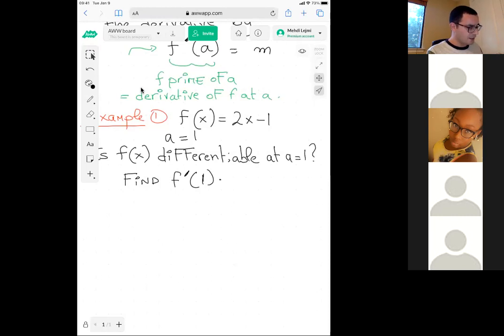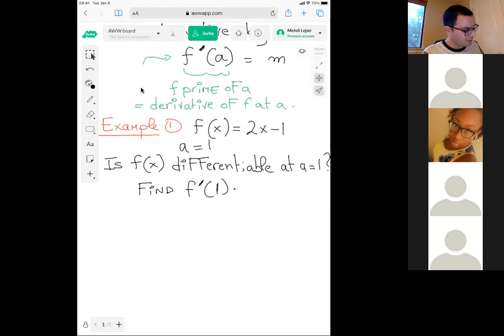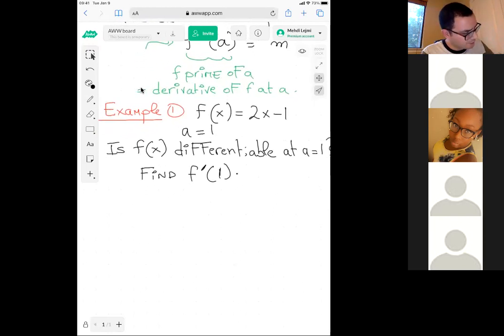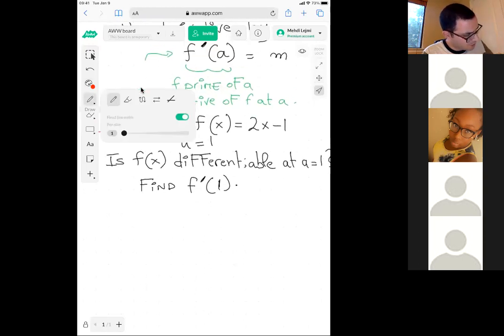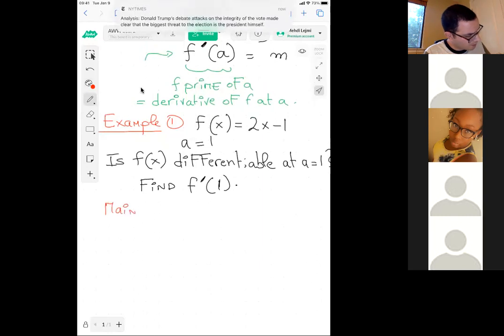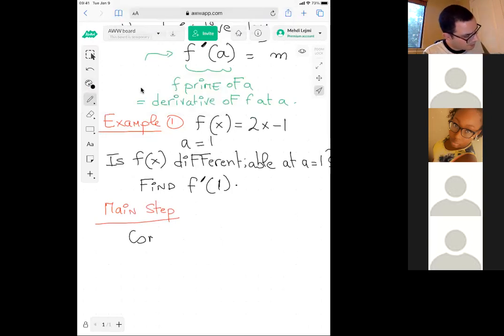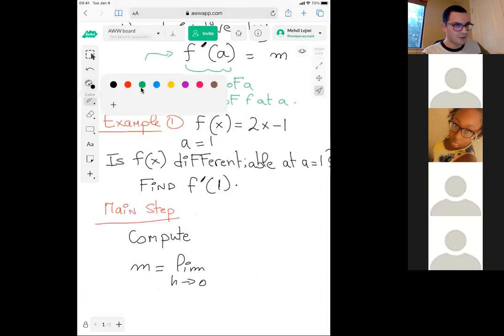Okay. So anyway, let's first see how this number m works. If you have to check if a function is differentiable at some number, there's only one step. The main step is just to compute m, which is, again, by the definition of m, the limit as h goes to 0. So h always goes to 0. In this definition, h doesn't change. It's always going to 0.